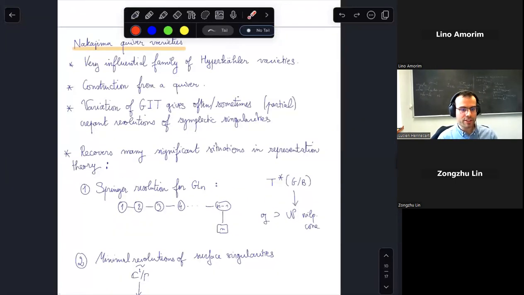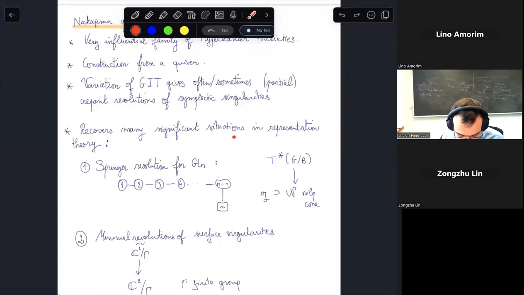Okay, and the other side was given by Nakajima quiver varieties. Again, I have some motivation and some overview. So keep in mind what we said about the representation theory of GKM Lie algebras, and let's move on to Nakajima quiver varieties. It's very influential, and people are still discovering a lot of things. It's constructed from a quiver, as the name suggests. If you use variation of the GIT parameter, then you get symplectic singularities and resolutions.